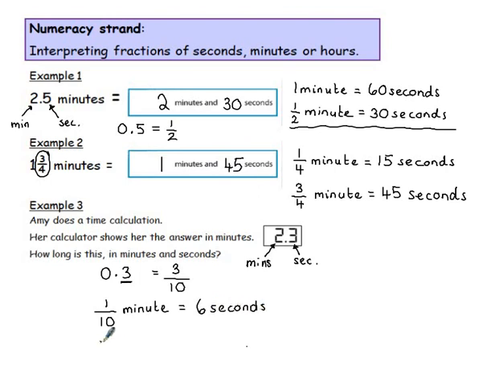So 3/10 of a minute is going to be 3 lots of that 6 seconds, 3 lots of 1/10. So 6, 12, 18. So 3/10 of a minute is going to be 18 seconds. So our final answer for this question, how long is 2.3 in minutes and seconds, is going to be 2 minutes and 18 seconds.